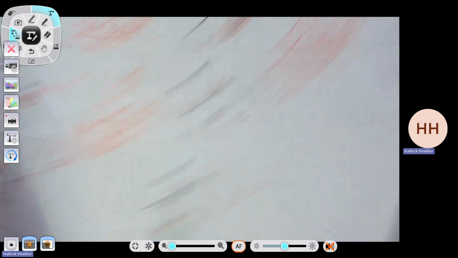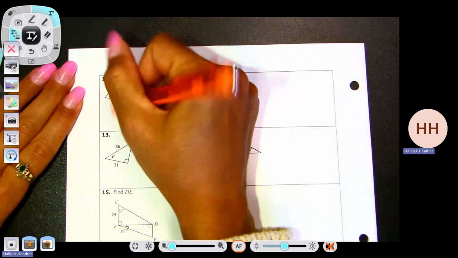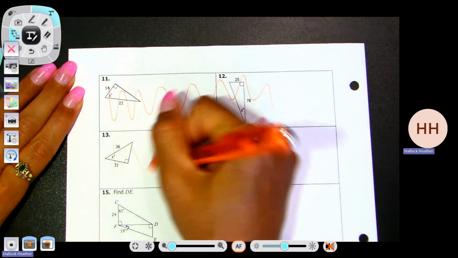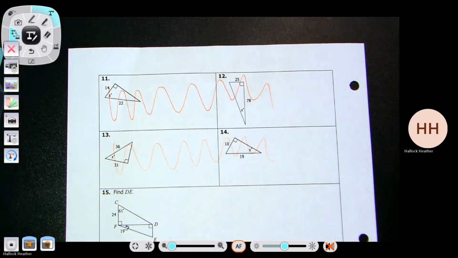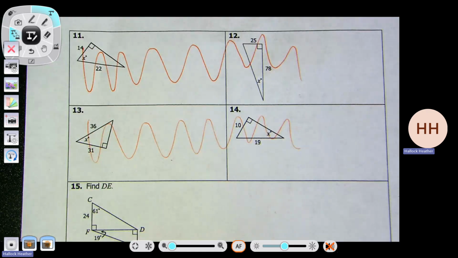Okay, let's go to the back. Because this isn't too bad and we're getting the hang of it, we're going to skip 11, 12, 13, 14. Let's go down to the word problems at the bottom, and then we're going to do those double triangles. The word problems at the bottom are just like the ones we were doing yesterday. Yesterday we spent the whole time doing word problems.